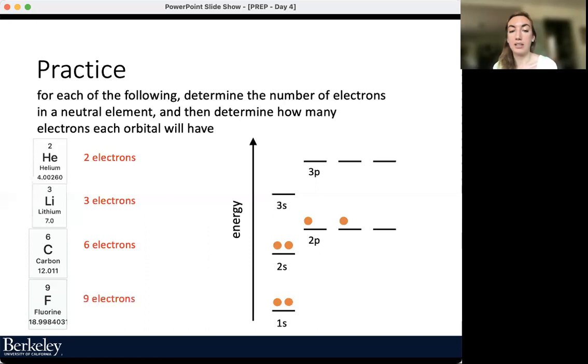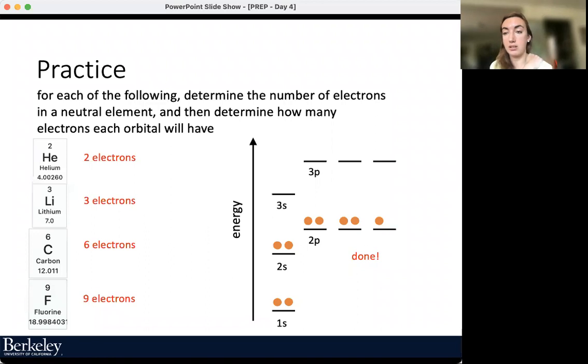And then lastly, we're going to move on to fluorine, and it has 9 total electrons because that's how many protons it has. So we need to put 3 more electrons in there. So we're going to put 1, 2, 3. And so now we are done with fluorine.